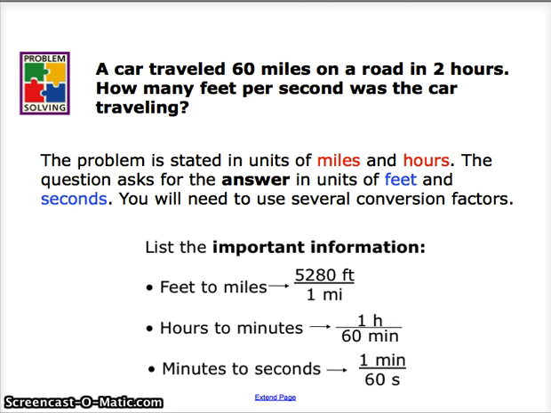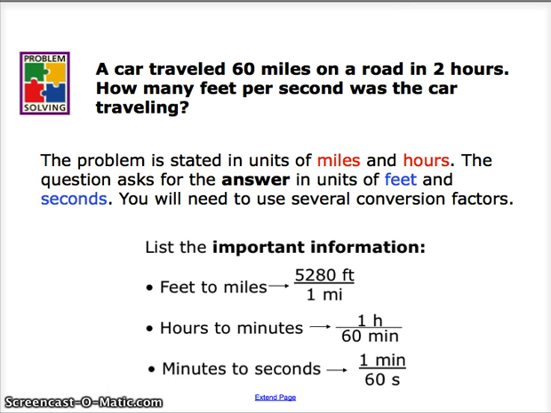So let's think of it if you have to use more than one conversion factor. Let's try this problem. A car traveled 60 miles on a road in 2 hours. How many feet per second was the car traveling? So the problem is stated in miles and hours. The question wants feet and seconds. That's two different kinds of conversion. We have to get miles into feet and hours into seconds.